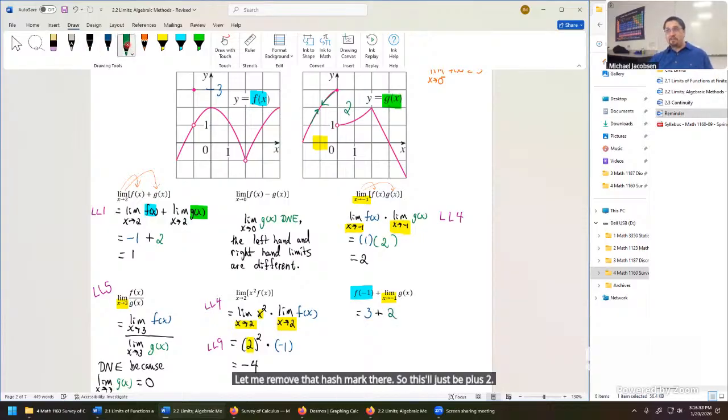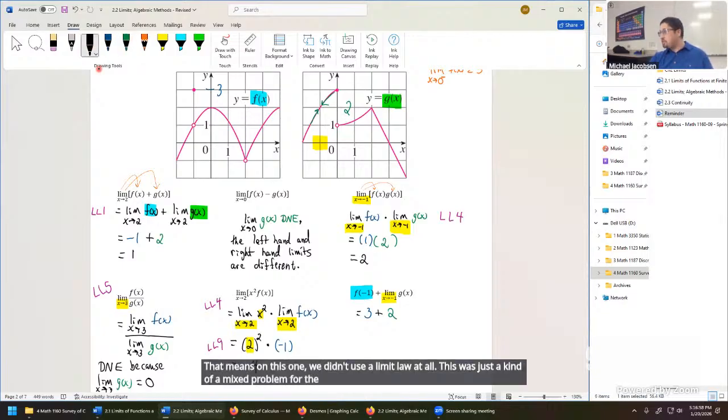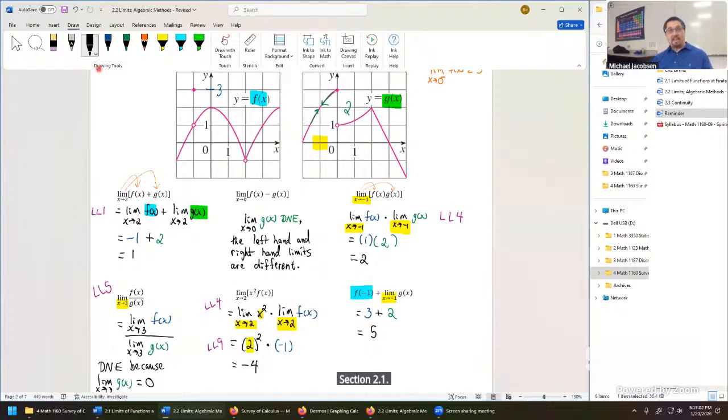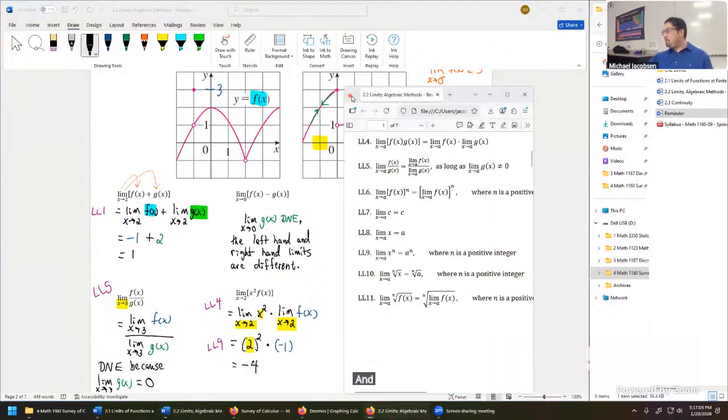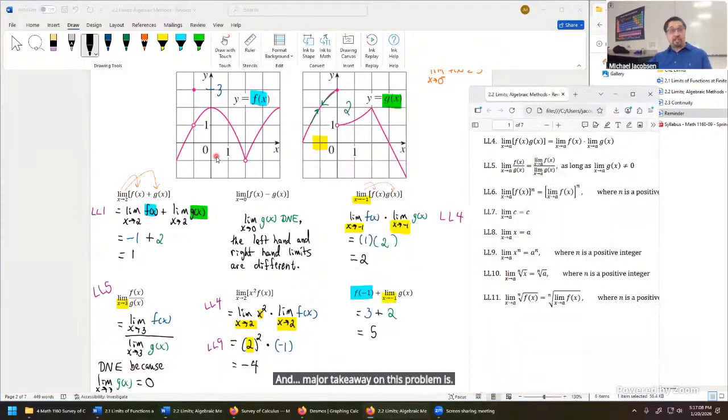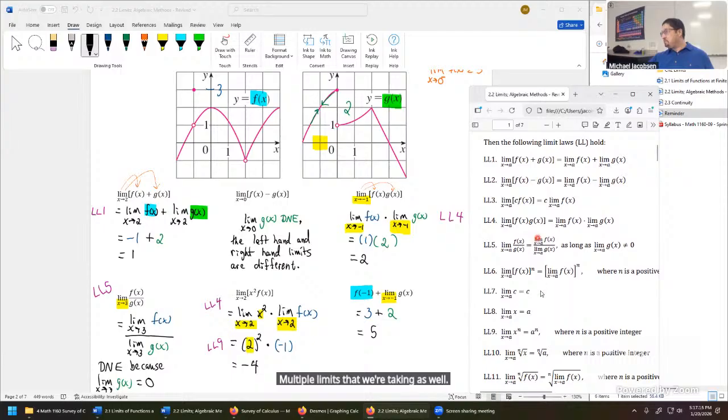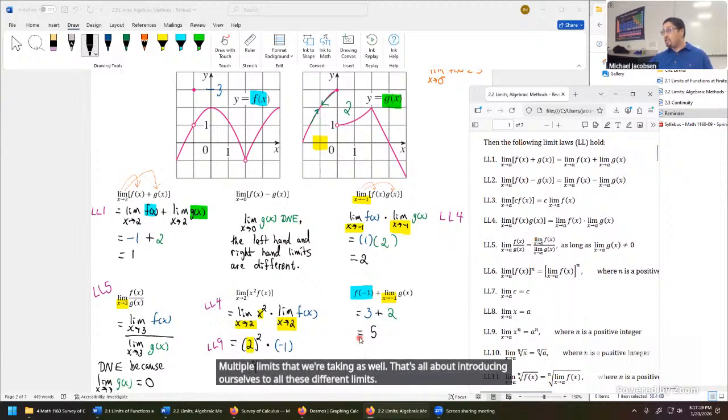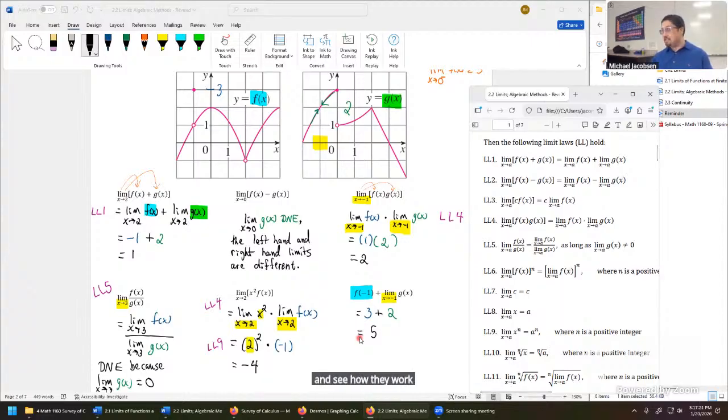That means on this one, we didn't use a limit law at all. This was just a kind of a mixed problem for the sake of review, similar to the stuff we did on section 2.1. We get a value 5 altogether. And major takeaway on this problem is it is pretty visually busy because of the 2 graphs, multiple limits that we're taking as well. That's all about introducing ourselves to all these different limits and see how they work in this kind of context.